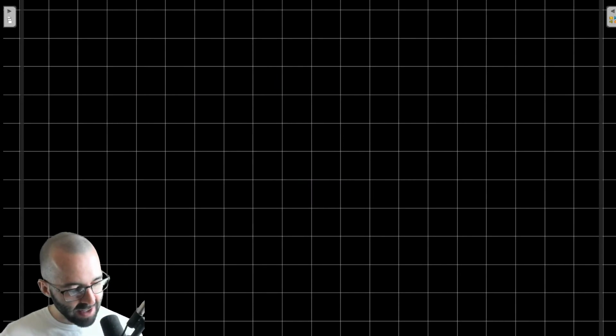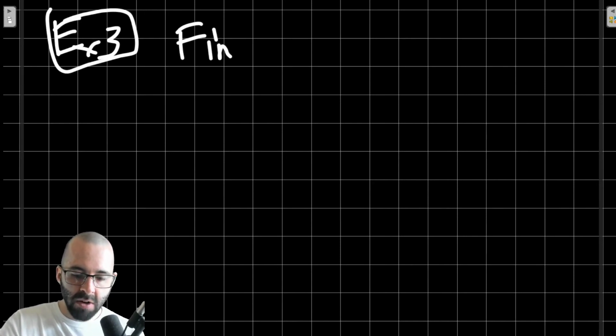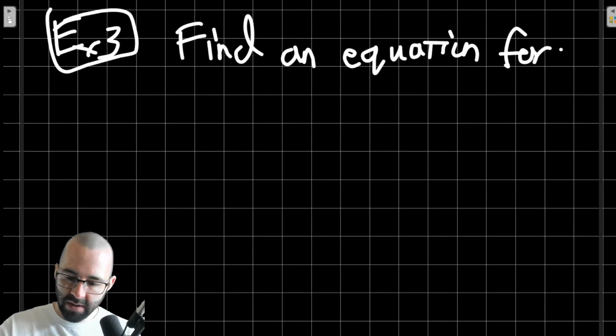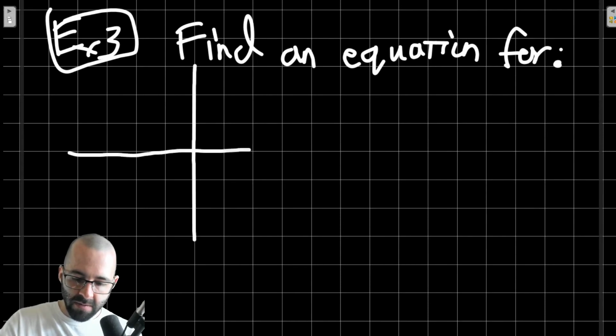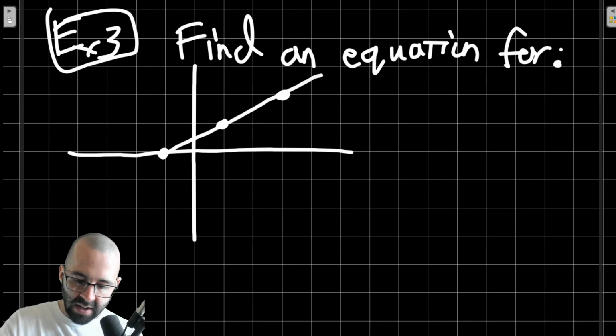All right. So example 3 is, find an equation for the following. Here I will give you a graph and you have to find the equation. All right, this graph goes through this point, this point, and it's connected like this.